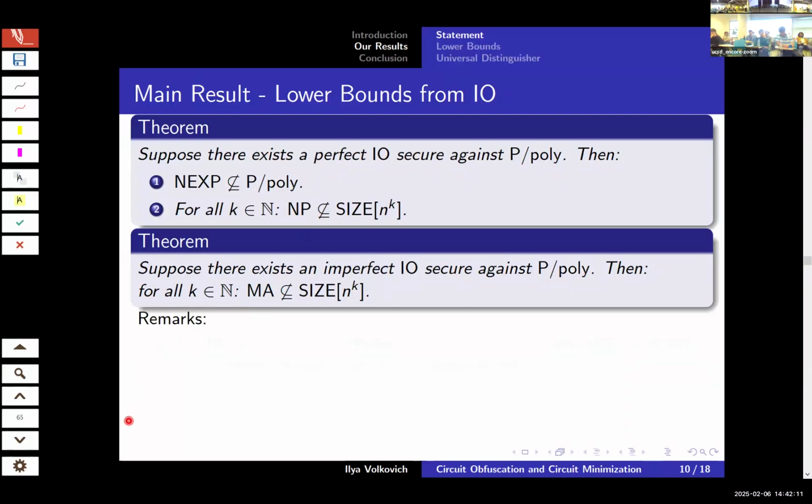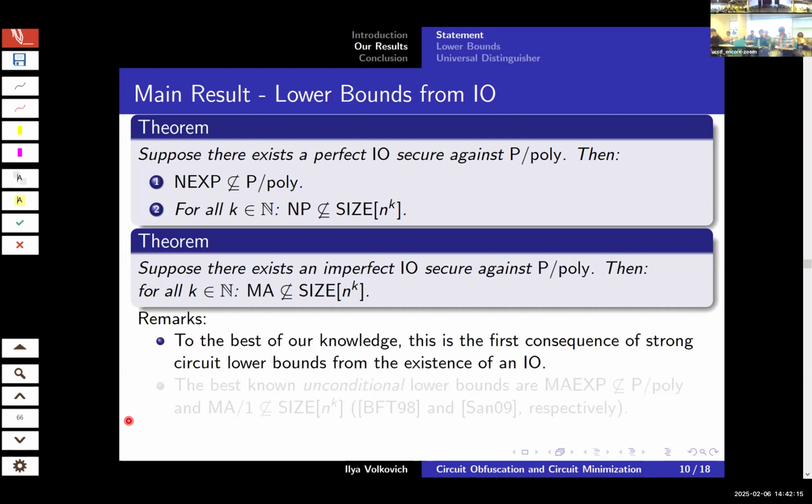So a few remarks on this result to put it in context. To the best of our knowledge, and our means Russell, Valentin, and myself, this is the first time you can get lower bounds from the existence of an IO. If you know otherwise, then the three of us, please come talk to one of us to discuss that, because it will be interesting to see. I couldn't find anything, so this is one thing I want to say.